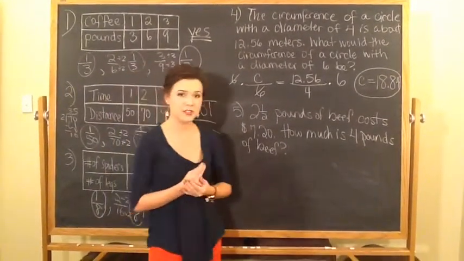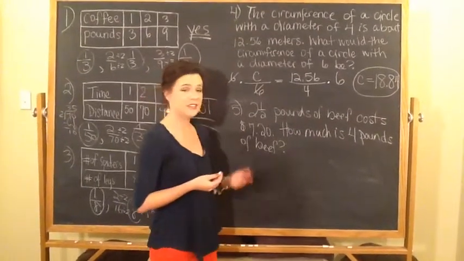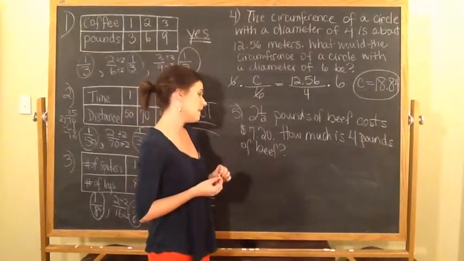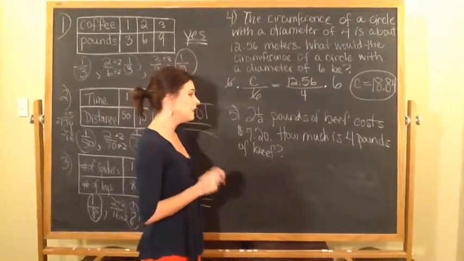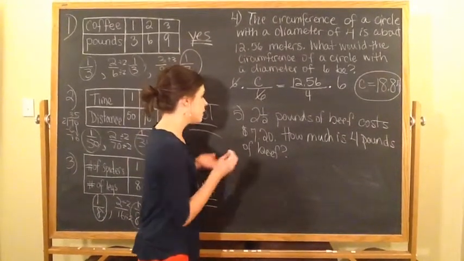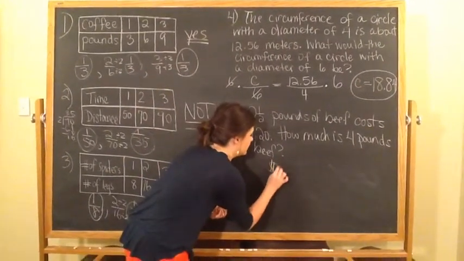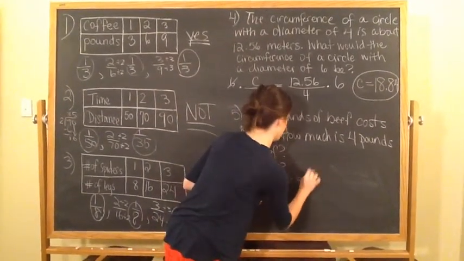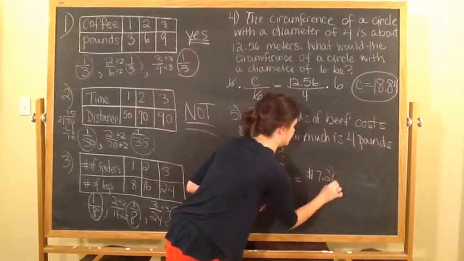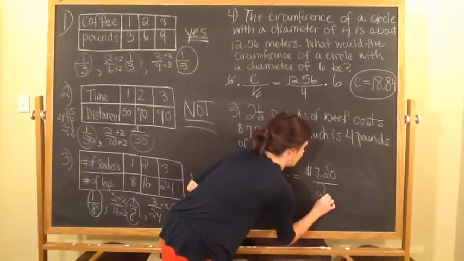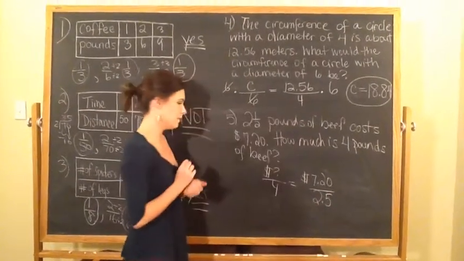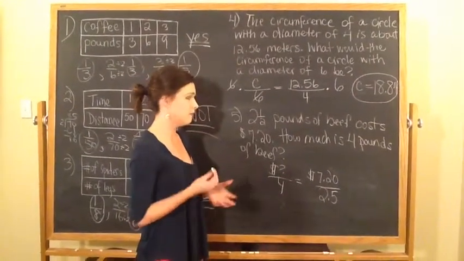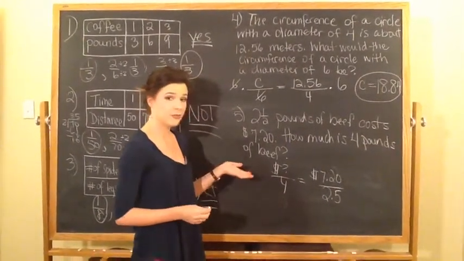This one's very similar. We're going to do the same process, except we just have a different type of example. It says 2.5 pounds of beef cost $7.20. How much is 4 pounds of beef? So right now we are trying to find how much it costs for 4 pounds of beef if it costs $7.20 for 2.5 pounds. Now that we know what we're solving for, how much this new amount of beef will cost, we're going to solve for the variable.